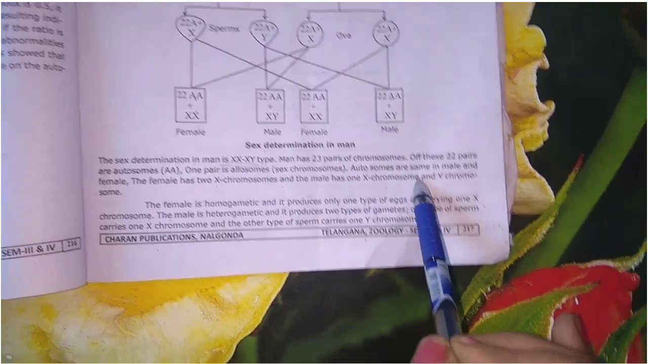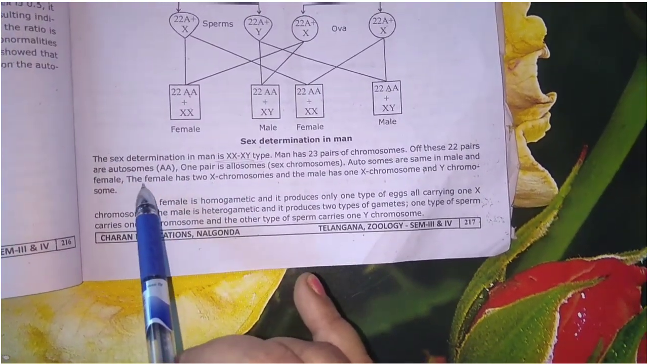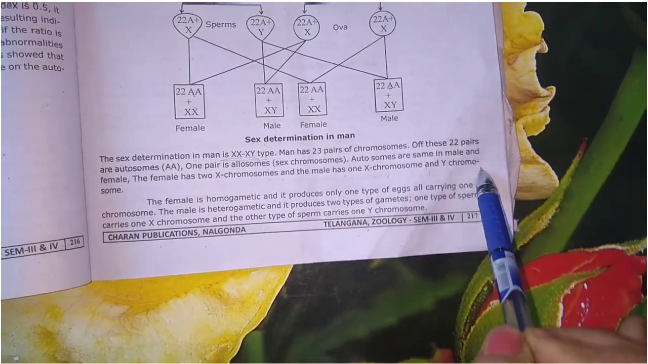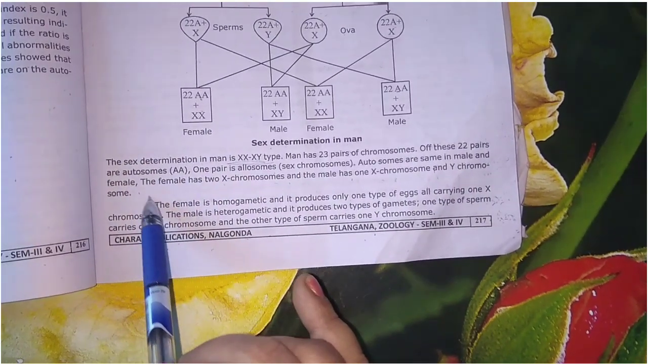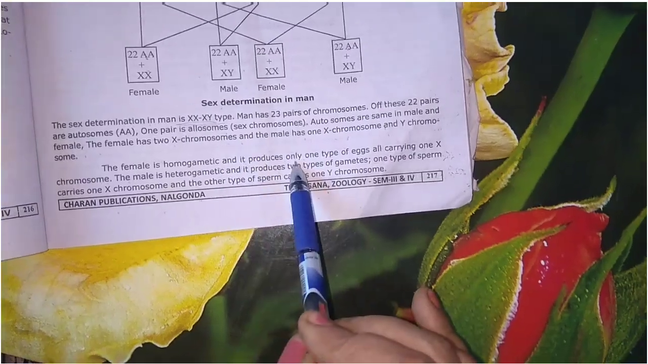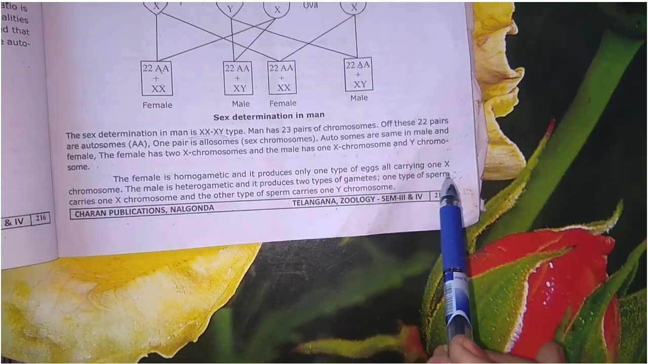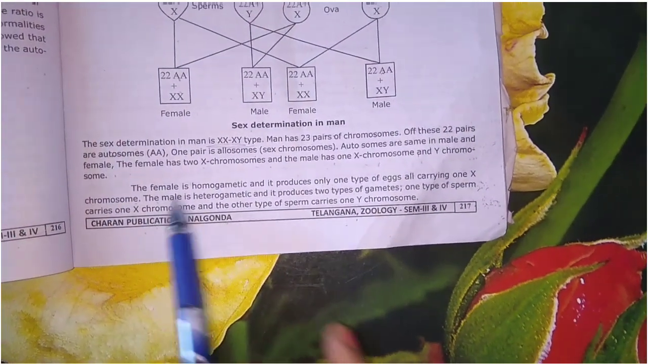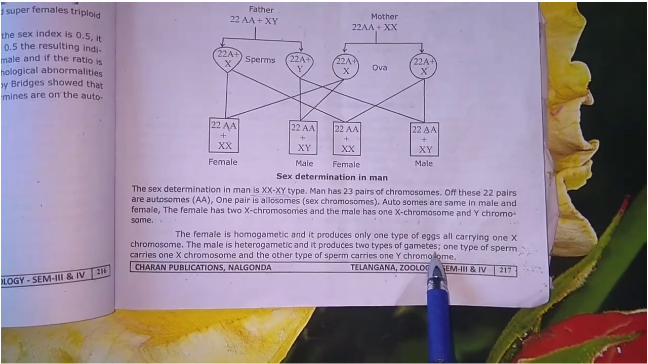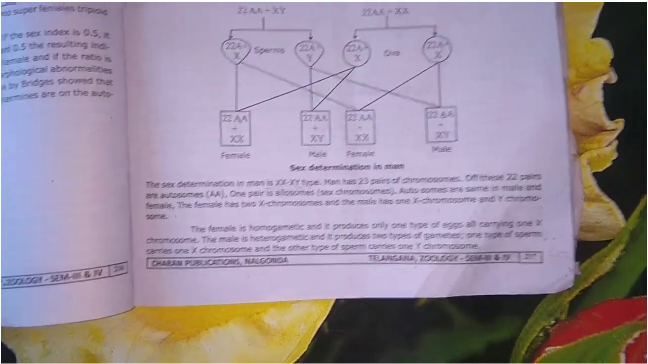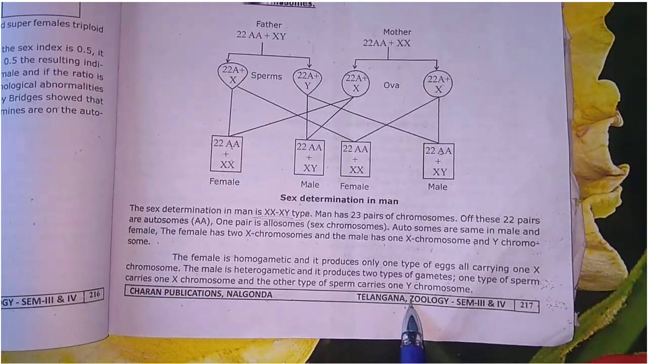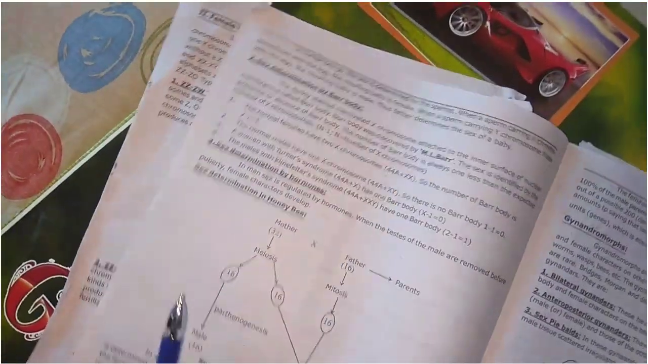So autosomes are the same in males and females. But the female has two X chromosomes and the male has one X and one Y chromosome in the allosomes. So the female is always homogametic and produces only one type of gamete, all carrying one X chromosome. Whereas the male is heterogametic and produces two types of gametes. One type of sperm carries one X chromosome and the other type of sperm carries one Y chromosome. This is in human beings.